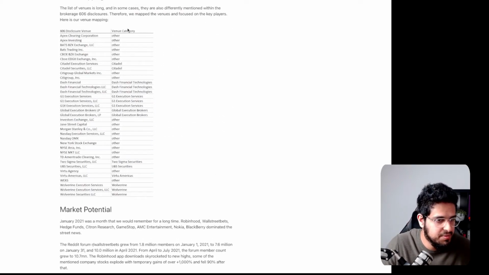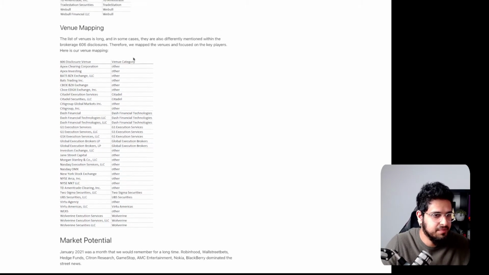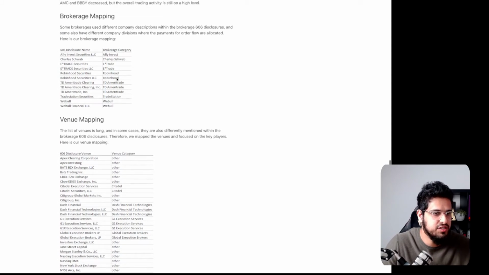These are the kind of companies that will market make for you. You've got Citadel, Citigroup, Dash, Two Sigma, very popular one, UBS, Virtu, Susquehanna in here as well, BATS, Apex Clearing. So these are all the popular ones you hear, and these are some of the brokerages that we know are doing this: Charles Schwab, E-Trade, Robinhood, TD Ameritrade.